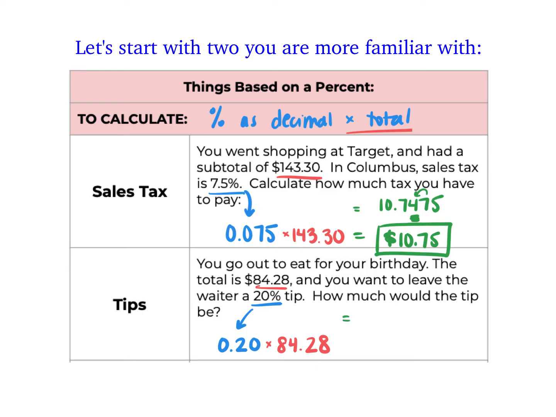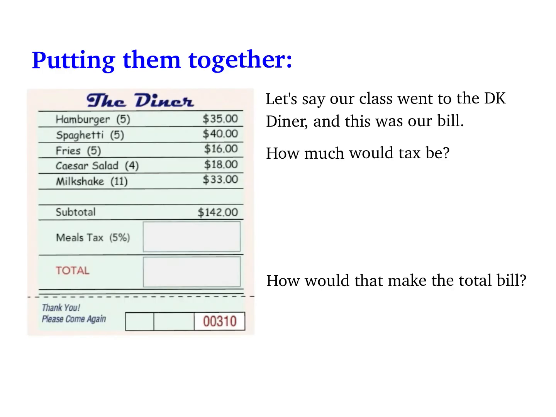And again, like the first one, we get a long answer that we're going to need to round. Originally 16.856. So money, looking at 2, this would round up to $16.86. So hopefully you can see the similarities between these two things. Percent as a decimal times the total. Up next, you're going to try this one.